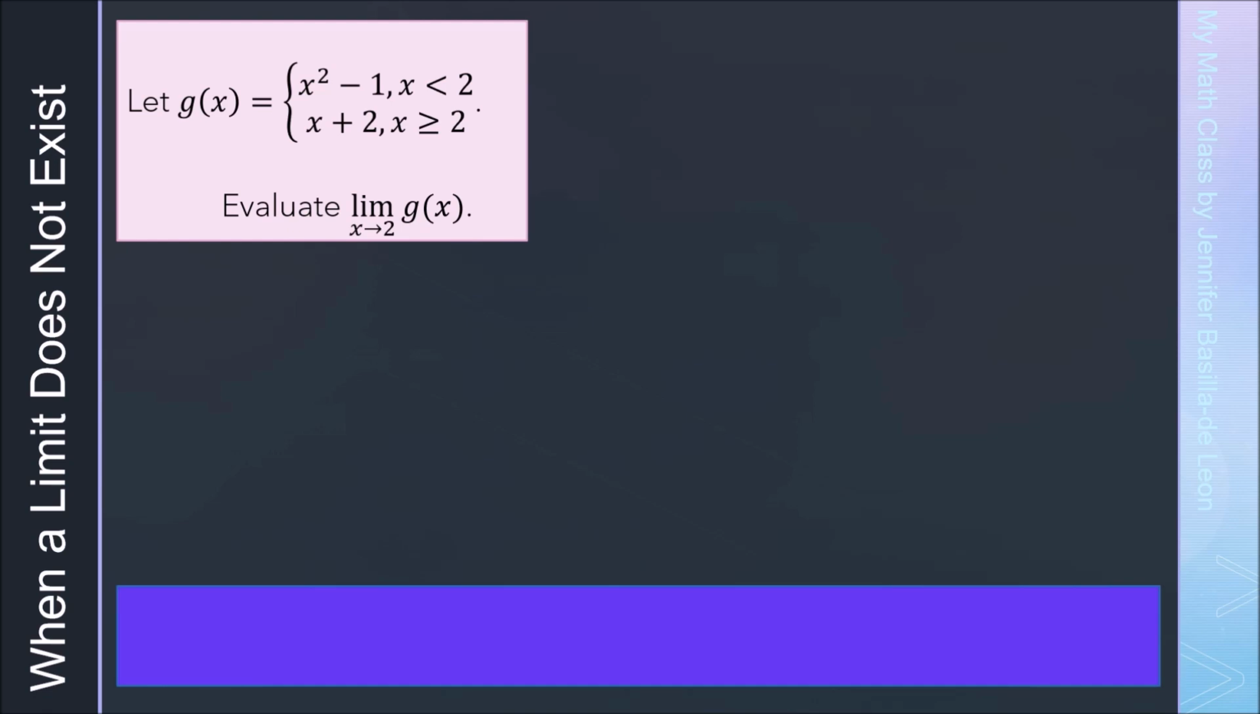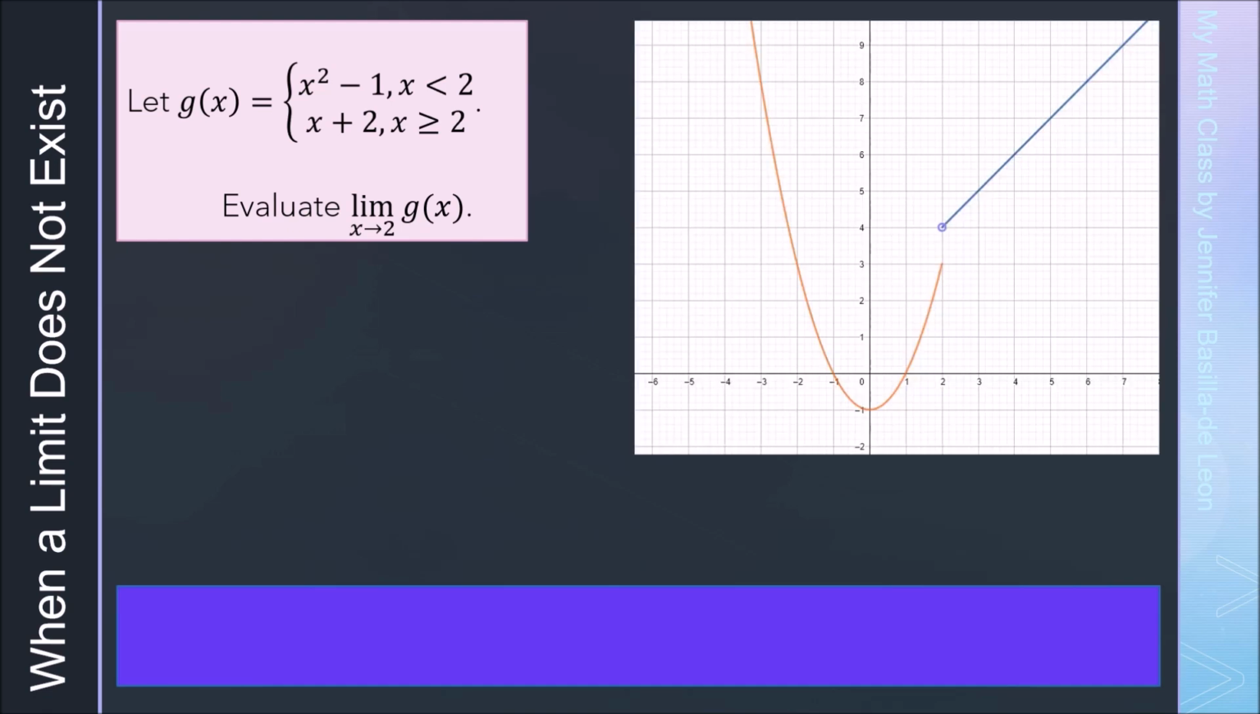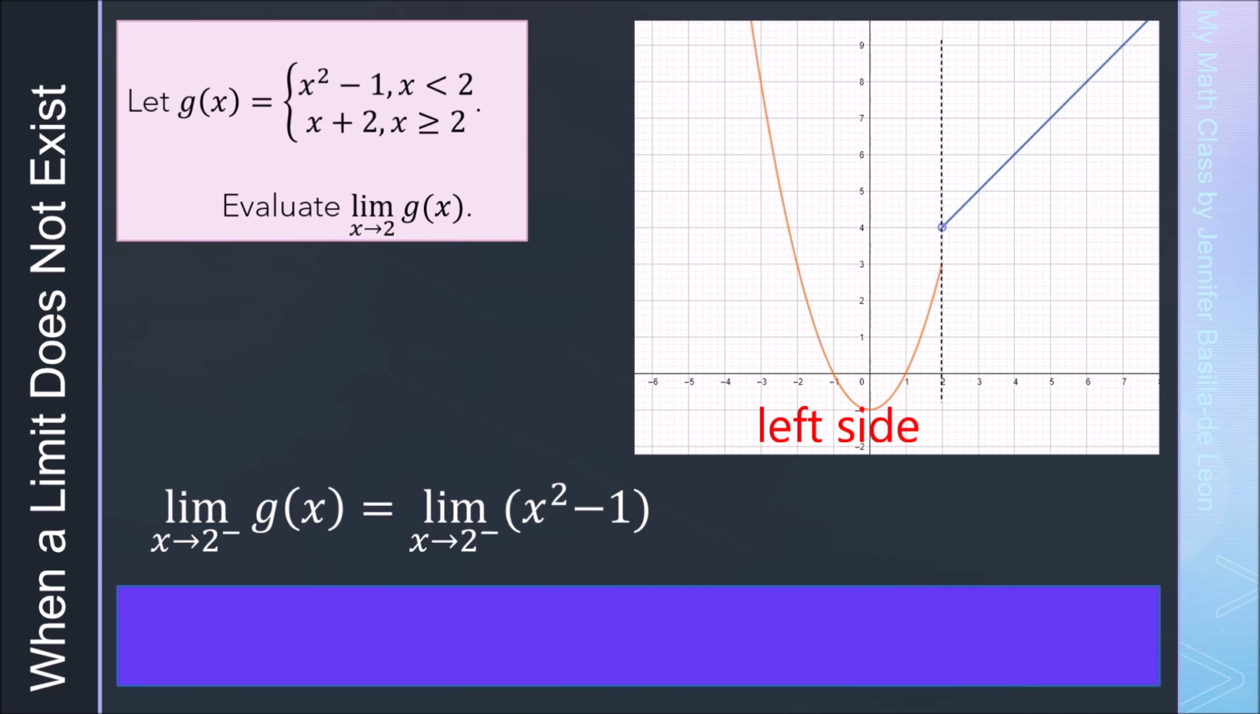To visualize the function, we graph the piecewise function. Now we draw an imaginary line that separates the values of x at the left of 2 from those values of x from the right of 2. Then we get the value at which the function approaches 2 as x approaches 2 from the left. In other words, we will consider the values of x which are less than 2. In this case, we will focus on the graph of f of x equals x squared minus 1.